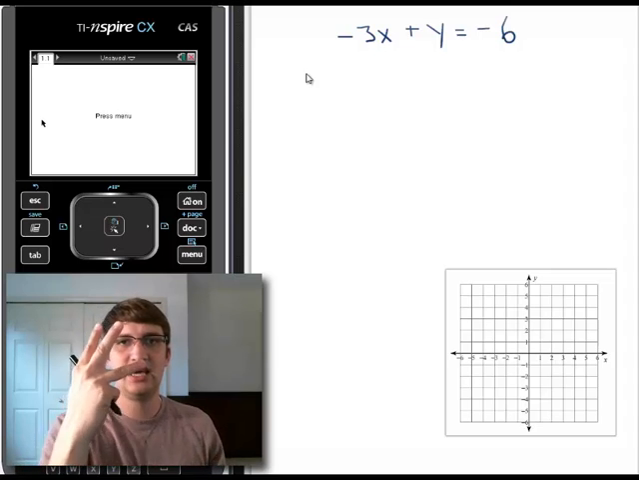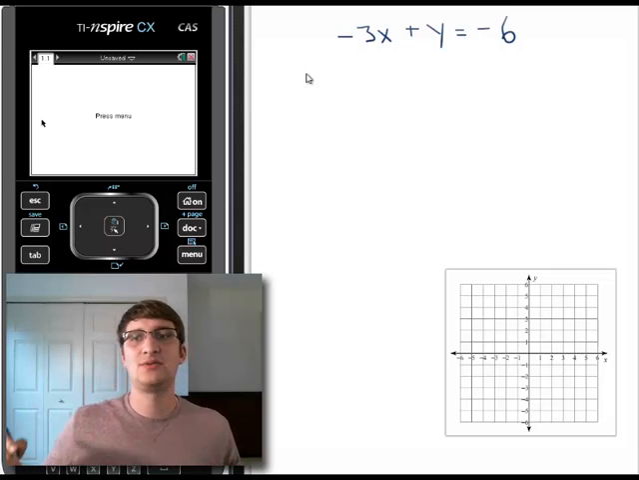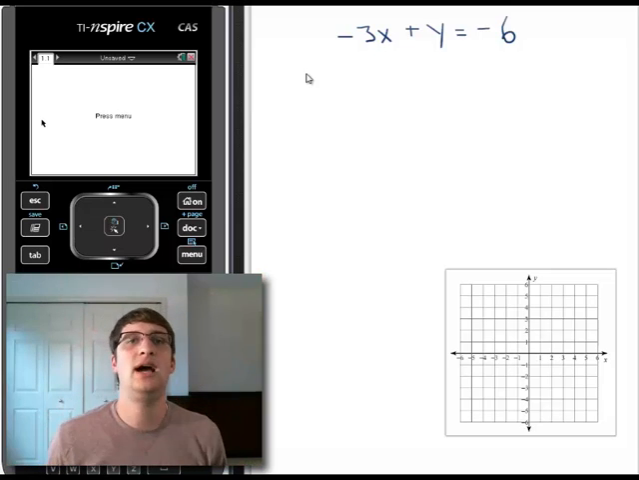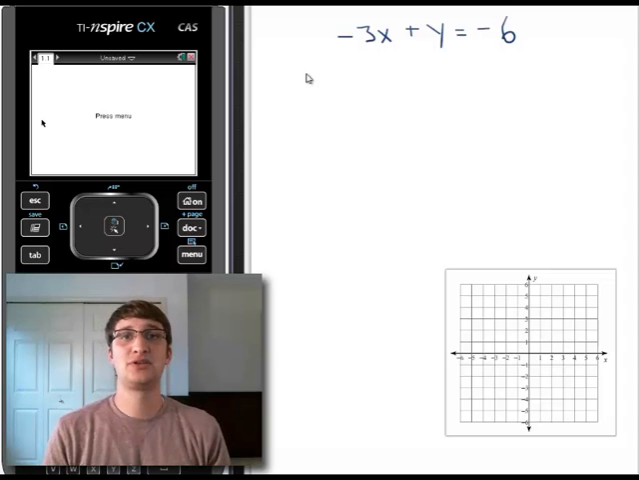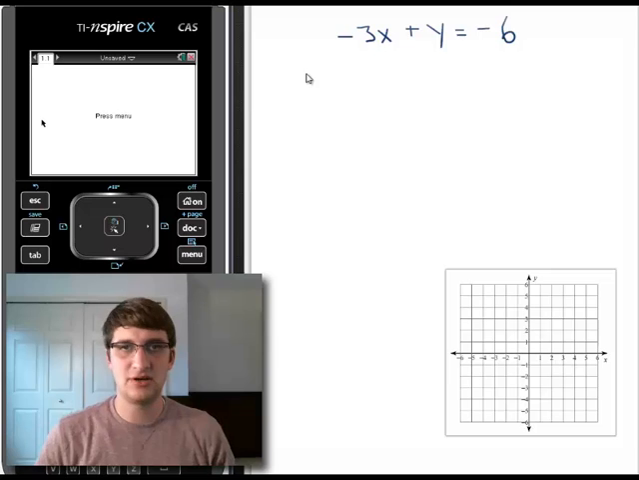Three examples today. Example number 1. Here we go. Alright, so I've got negative 3x plus y equals negative 6. Oh no, not in slope-intercept form. To do that, first of all, we're going to get y by itself. Let's go ahead and do that.